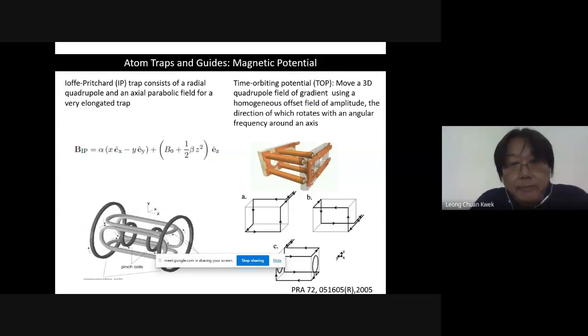There's also another method of trapping atoms, and that is through magnetic potential. And for the case of magnetic potential, there are typically two different types. One is the Ioffe-Pritchard trap, which essentially consists of a quadrupole with an axial parabolic field. The other one is, of course, the time-orbiting potential or TOP, where you move a 3D quadrupole gradient field, and depending on how it rotates, you trap the atom. And I think it is allowed because of the time-orbiting field, because Earnshaw's theorem says that you cannot trap with just simple electric and magnetic fields, static.